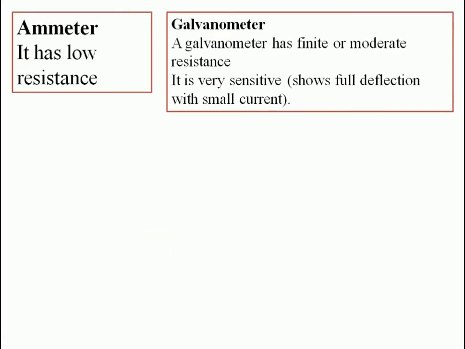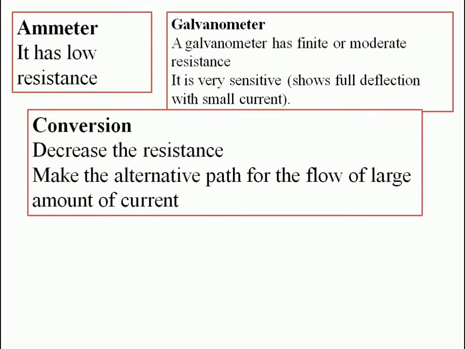So now let's see how to convert a galvanometer into ammeter. An ammeter has low resistance, but a galvanometer has finite or moderate resistance, and it is very sensitive. If you send a few milliampere, it shows the full deflection, but an ammeter measures current which is more than a few milliampere. So in order to convert the galvanometer into ammeter, we have to decrease the resistance first and make an alternative path for the flow of large amount of current.